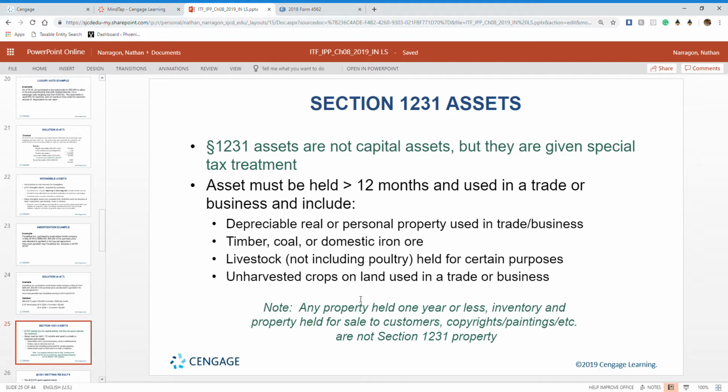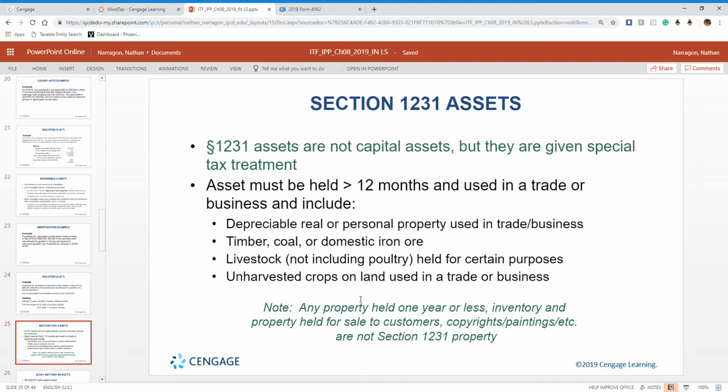Timber, coal, or just domestic iron ore. So there's our minerals. Livestock, not including chicken or poultry. So duck, chicken, whatever poultry that we have, held for certain purposes. Unharvested crops on land used in a trade or business. Notice that property held 1 year or less, inventory, and property held for sale to customers, copyrights, and so on are not Section 1231.